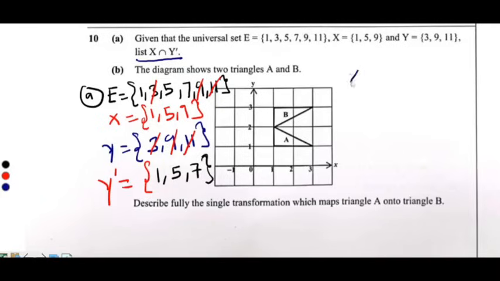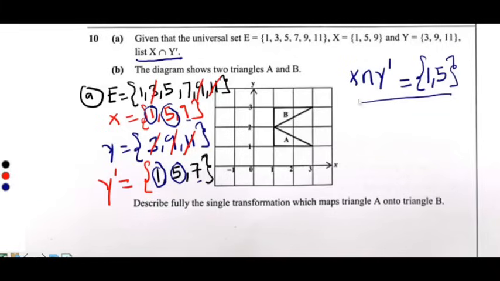Now, answer: X intersection Y complement is equal to. Intersection means we find the common elements that are in set X and set Y complement. We have 1 in set X. Do you have a 1 in set Y complement? Yes, so this is intersecting. We write a 1. We also have a 5 in set X. Do you have a 5 in Y complement? Yes, so it's also intersecting. We write a 5. Then we have 9 in X. Do you have a 9 in Y complement? No. We have a 7 in Y complement. Do you have a 7 in set X? No. So the only intersecting elements are 1 and 5. Therefore, X intersection Y complement is equal to 1 and 5. So we have answered our question A.